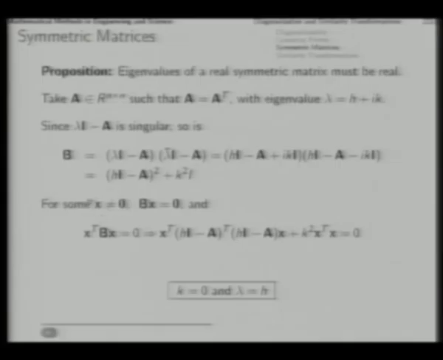Some non-zero vector x will be there to which B will multiply and give us 0. If we pre-multiply both sides with x transpose, that also will be 0, a scalar 0. So you get x transpose B x equal to 0. In this relationship, in place of B, we insert this, and at this insertion point we have used the symmetry of A. X transpose this whole thing into x.